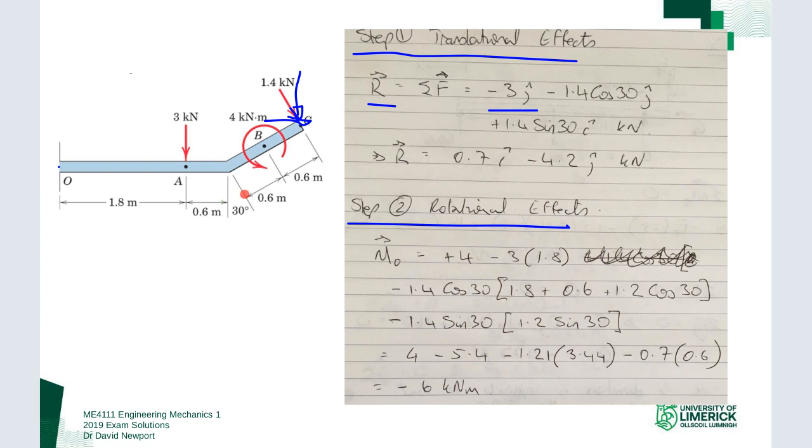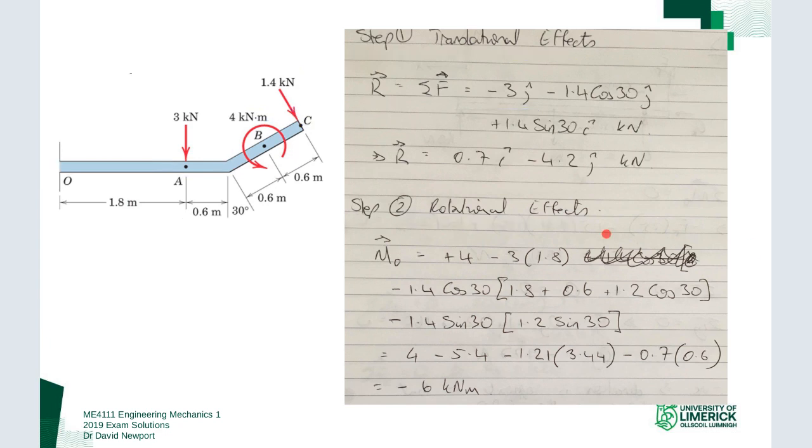The second step now is to look at the rotational effects about point O due to those forces and any other couples that are there. So the first thing is I have this couple here, the 4 kilonewton meter one. And the direction of that is anti-clockwise, which in my convention using the right-hand rule is positive. So I got plus 4, and then I take a moment due to this, which is 3 times 1.8. And again, that's swinging in that direction, so that gives me a minus.